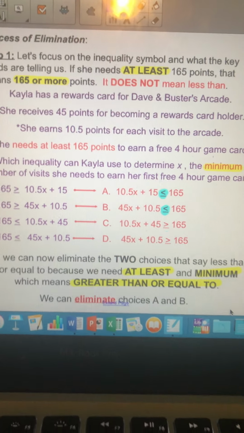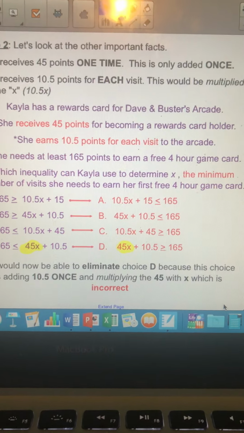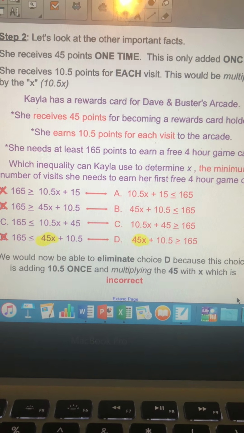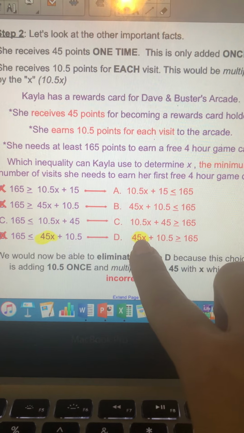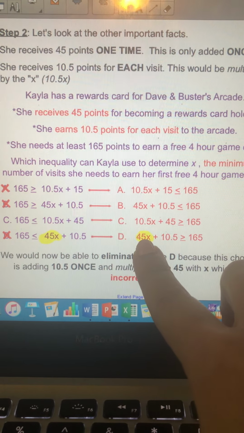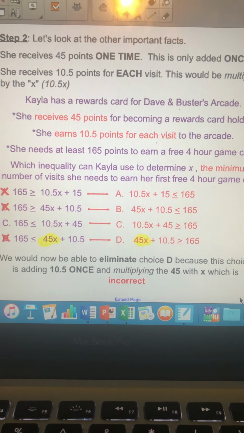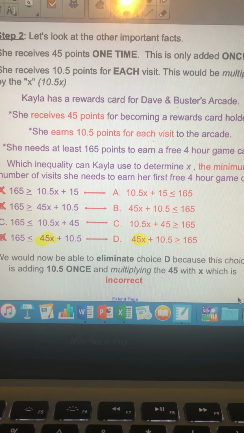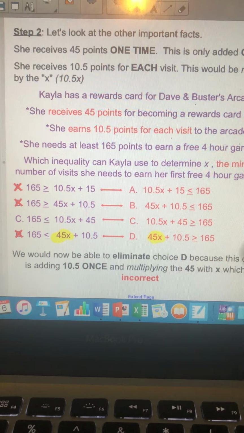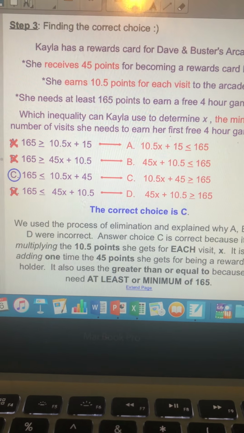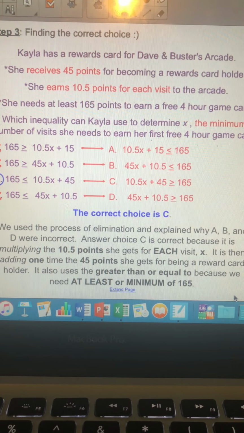So looking at our choices that we have left, we can eliminate choice D because she's not getting 45 points each visit. She's getting 10.5 points each visit. The 45 was just referring to the one-time amount of points she gets for becoming a member. So now D is also going to be eliminated, leaving us with C as the correct choice. Okay?